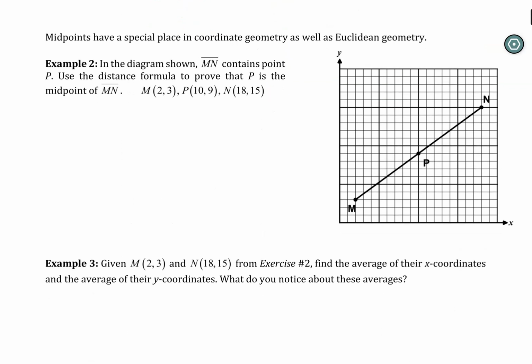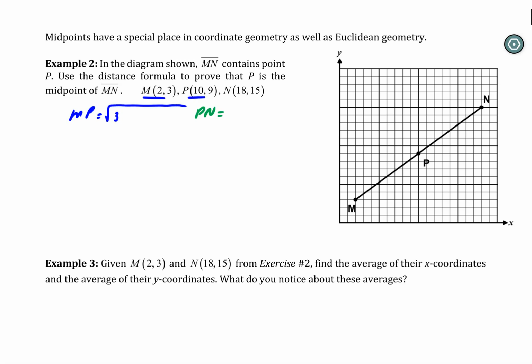We're going to utilize that often in the near future with those proofs I was referring to, the coordinate proofs, where you're asked to prove something mathematically using a graph or points or information. So here in example 2, it says that MN contains point P. Use the distance formula to prove that P is in fact the midpoint of MN. So we can show that the distance between MP and PN is in fact the same. Let's take the distance of MN and split it up into MP, find that distance, and then do the same thing for PN. So the first one, we're using M and P.